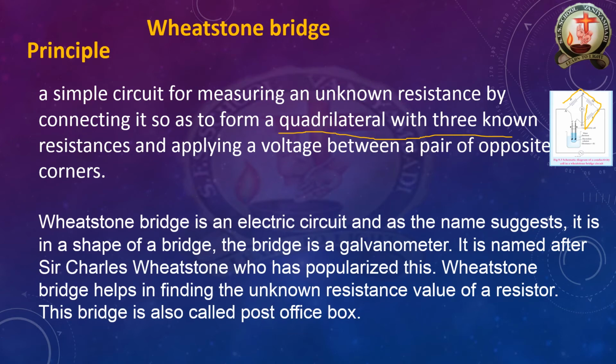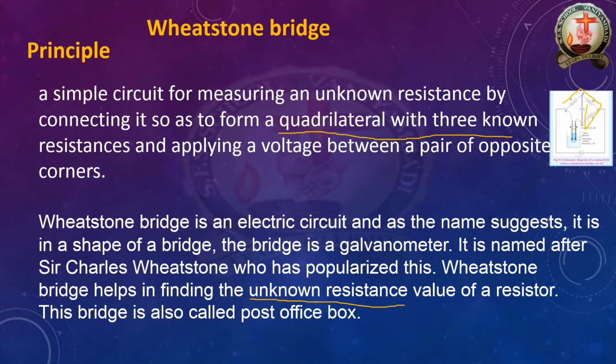See, the Wheatstone bridge is an electrical circuit. You know that. The name suggests the shape of a bridge. A bridge means connecting one end to another end, so we say it like this. The bridge with the galvanometer is named after Sir Charles Wheatstone, who popularized it. The Wheatstone bridge is helpful for finding the unknown resistance value of a resistor. This is very important. For this electrolytic solution, we don't know the resistance, and we are not able to calculate it.